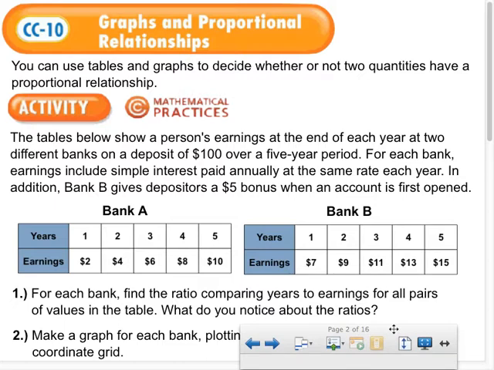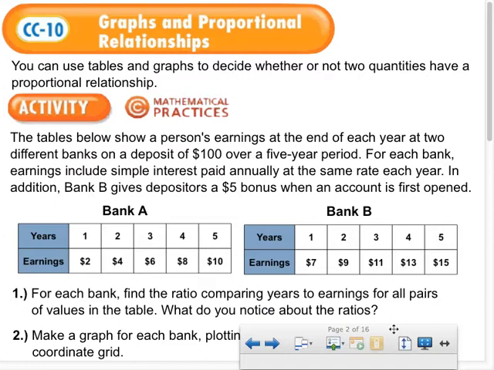Here's what we're working on. You can use tables and graphs to decide whether or not 2 quantities have a proportional relationship. So this is actually one of the homework problems. I'm gonna work out the first 5 homework problems with you. There's a total of 16. Before you leave out of here, you should have more than half of your homework done.